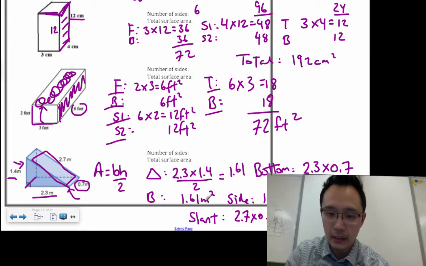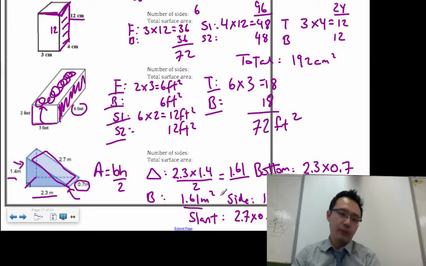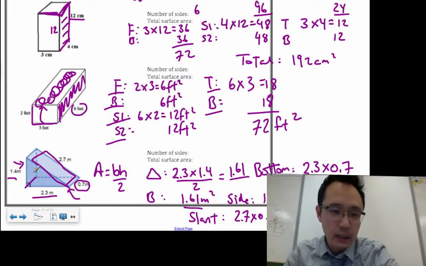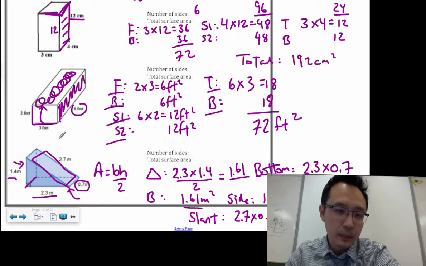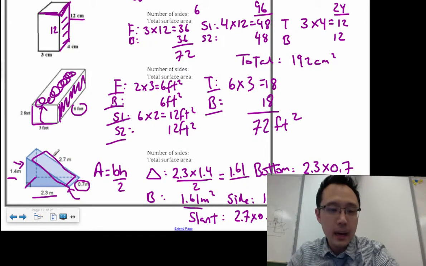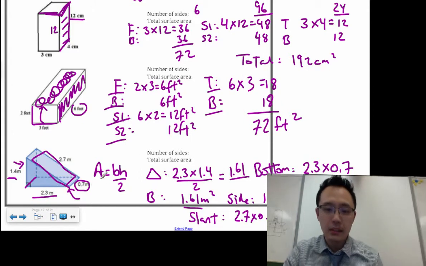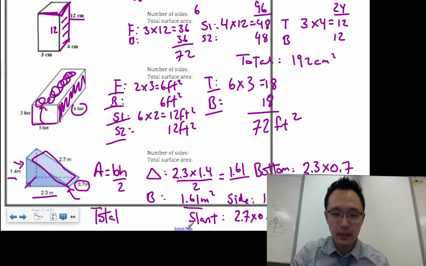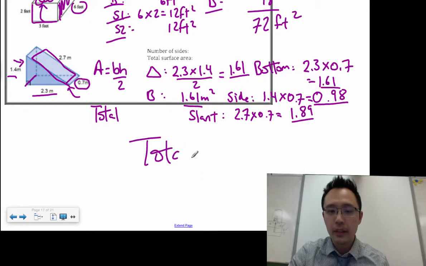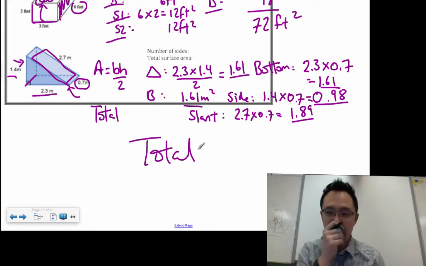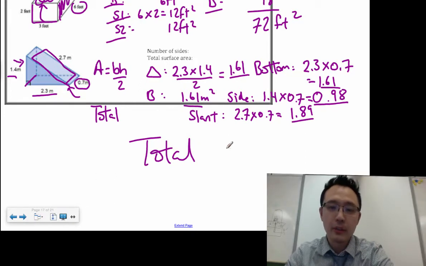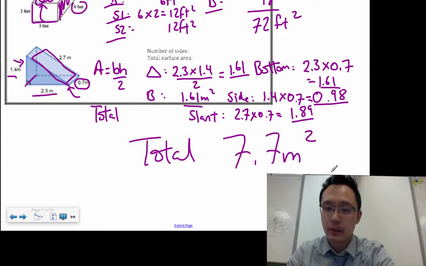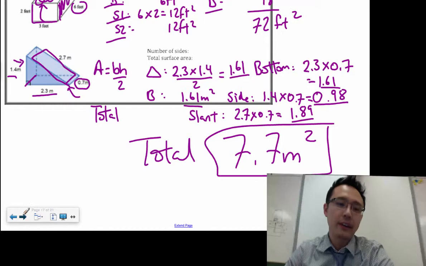So now it looks really messy, but here is what I have to add. Do I have 5 sides? I think we have 5 sides here. There's this side on the back, the slant, the front and the back, and then the bottom. So that's 5 sides. I guess I can just extend the page. Total of this three-dimensional triangle is going to be 1.61 plus 1.61 plus 1.61 plus 0.98 plus 1.89. Gives you a grand total of 7.7 meters squared. So that's your answer. So that's your surface area.